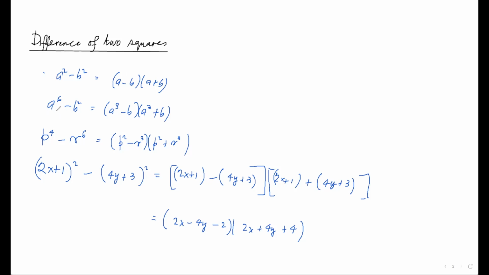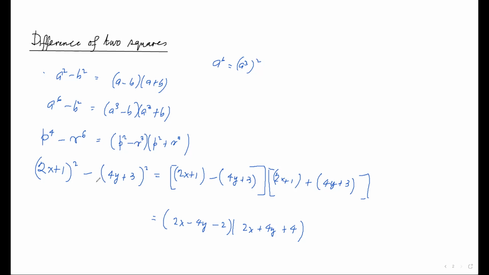And here, a to the 6th minus b squared. What is squared here? A to the 6th is really a cubed squared. Right? A cubed times a cubed is a to the 6th. So you'll write down a cubed here minus b, into a cubed plus b. Right? And here now, what is squared here is p squared. And what is squared here is r cubed. So that is why you have p squared minus r cubed into p squared plus r cubed.